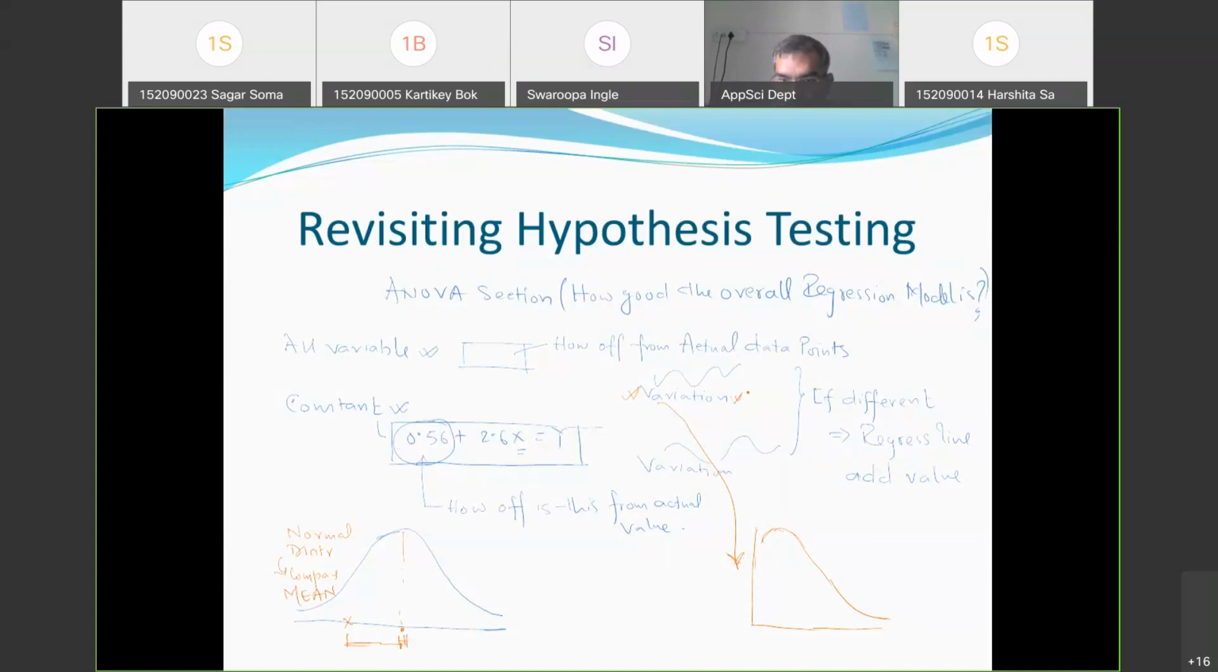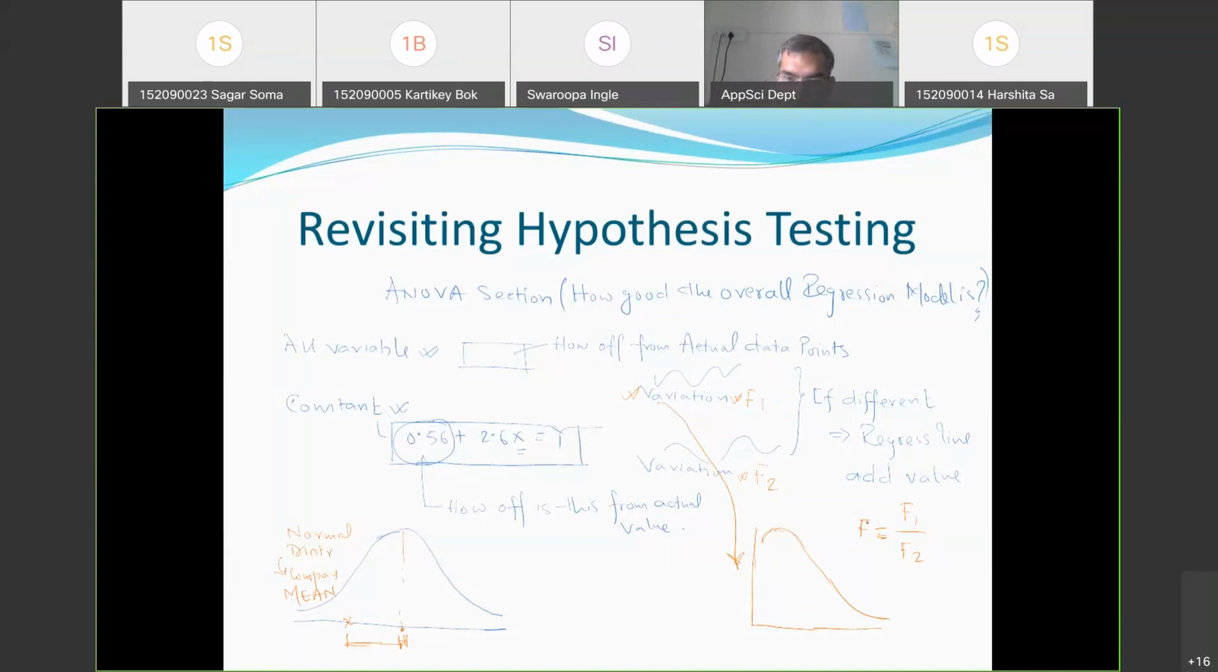Here we will have a variation, say F1. Here we will have a variation, say F2. So F1 by F2, this ratio is called the F value. This ratio, we see how significant it is, whether we can have this kind of F value.